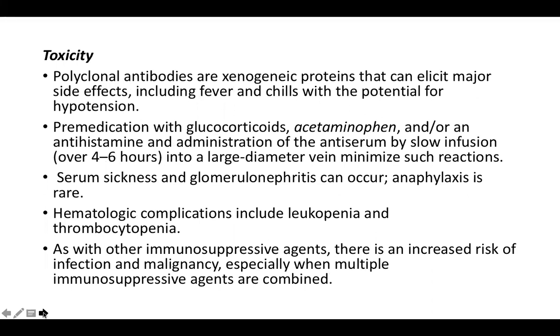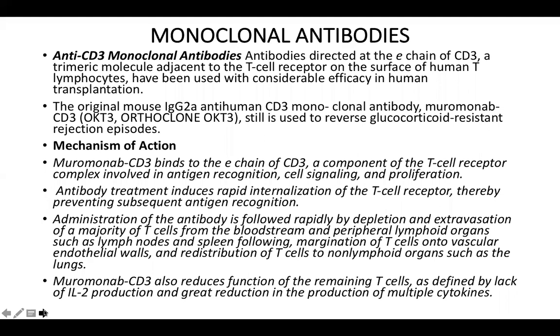Toxicity, again: they remain to be very toxic molecules, though maybe not as toxic as what we saw earlier. These toxicities include fever and chills and the potential for hypotension. Premedication with glucocorticoids, acetaminophen, or antihistaminics generally is given to reduce these reactions. Serum sickness and glomerulonephritis can occur, and maybe anaphylaxis also, but it is late. Then hematological complications include leukopenia and thrombocytopenia. Okay, so there are many other immunosuppressive agents with increased risk of malignancy and things like that. Now let's look at monoclonal antibodies.